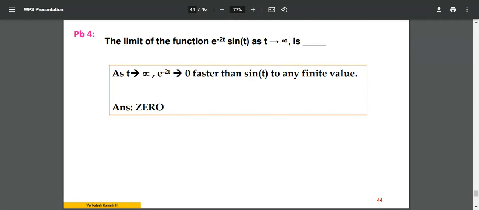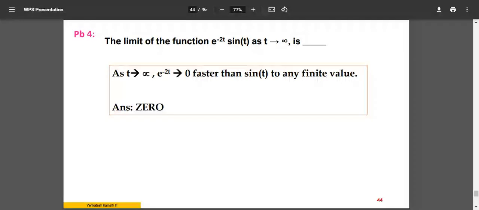Yes, this is another kind of tricky question. It was a fill in the blanks kind of question. You may get it as a choice based one also, A, B, C, D. The limit of the function e power minus 2t sine t as t tends to infinity is how much? Now, a student who does not have too much idea about limits and continuity or integration will have an issue, because you will find that sine has come, e power has come, it looks complex. Don't think that way.